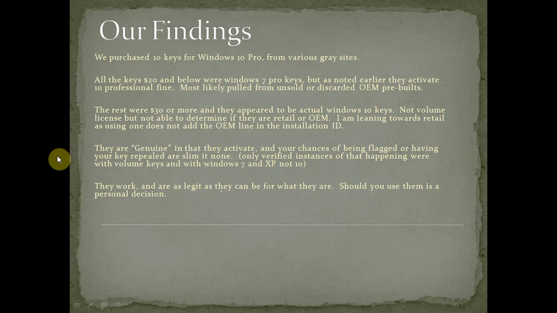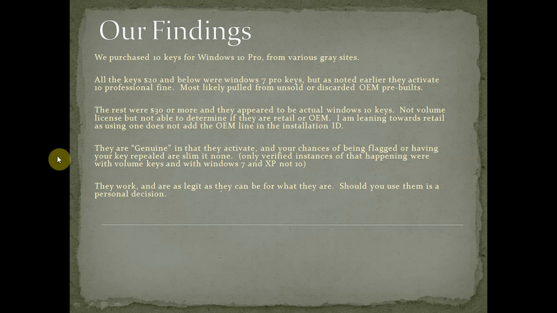And these are probably your less, as far as morally compromising places to buy the keys, because these are most likely pulled from unsold or discarded OEM pre-builds. The rest that I bought from Kingwin were $30 or more, and they appeared to be actual Windows 10 keys.